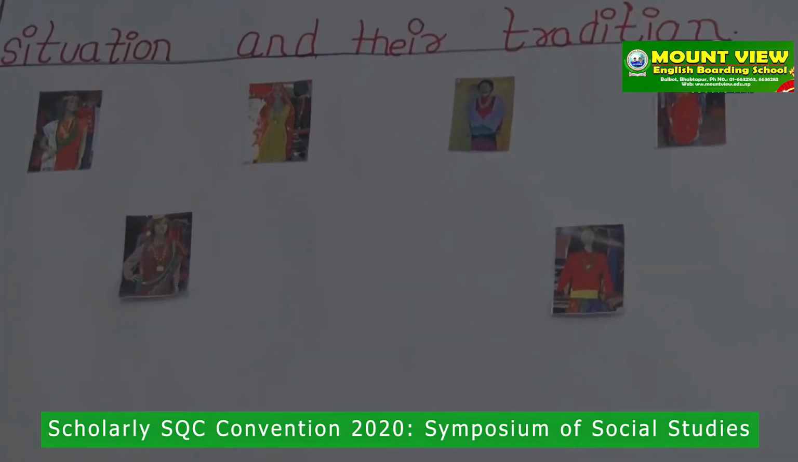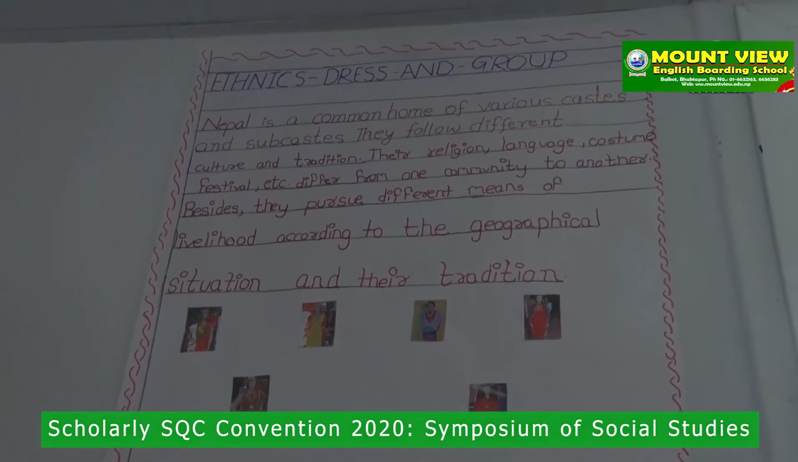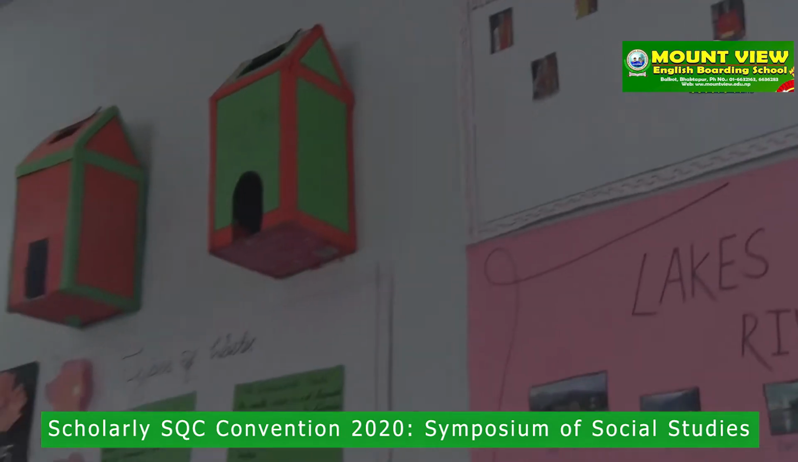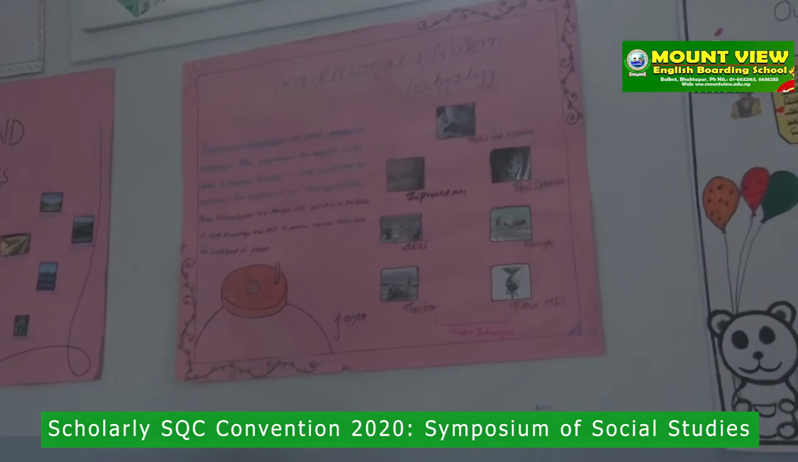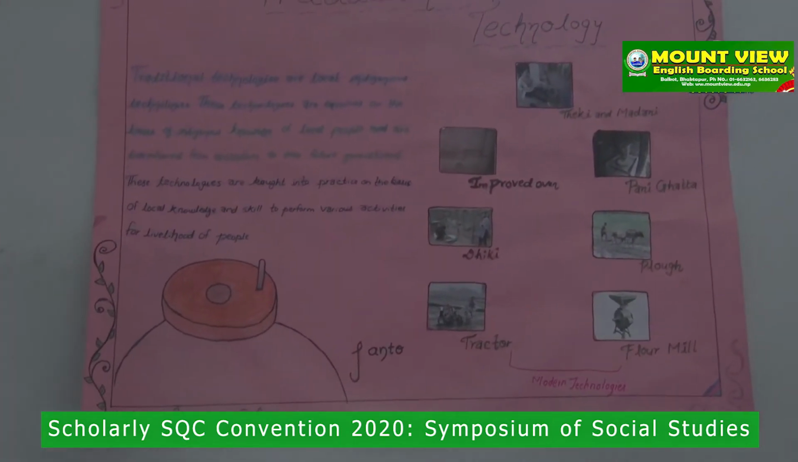As Nepal is the common home of various castes and subcastes, various ethnic groups live here, and there are different kinds of traditional dresses and costumes according to the castes and religions. Moving on to traditional and modern technologies. Traditional technologies are those local indigenous technologies.